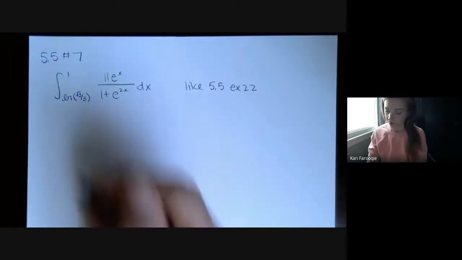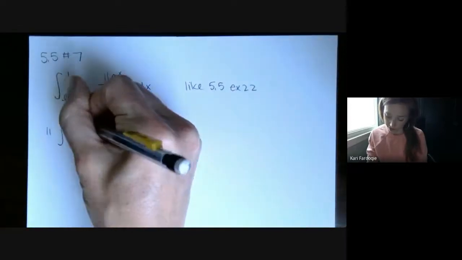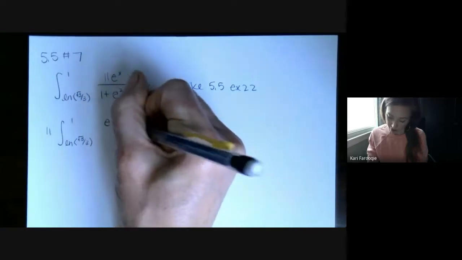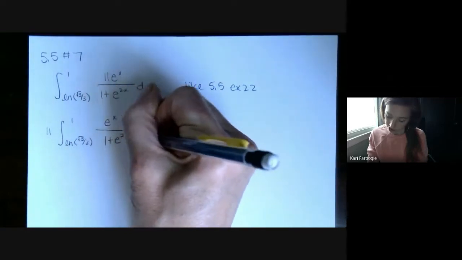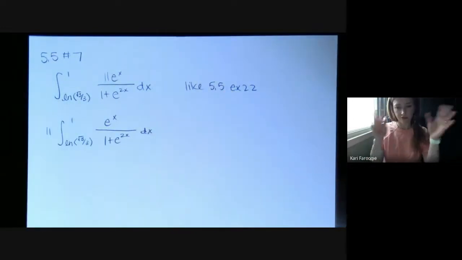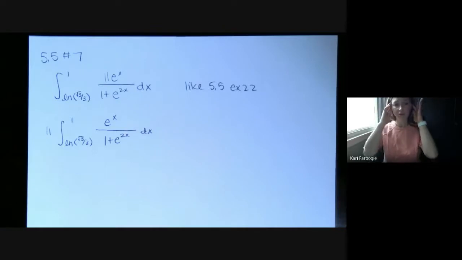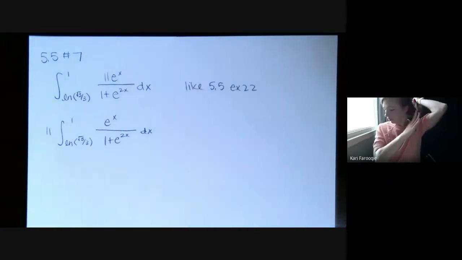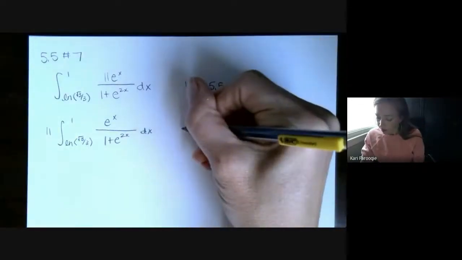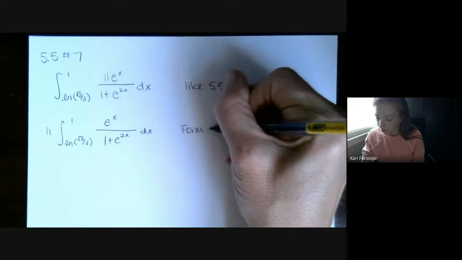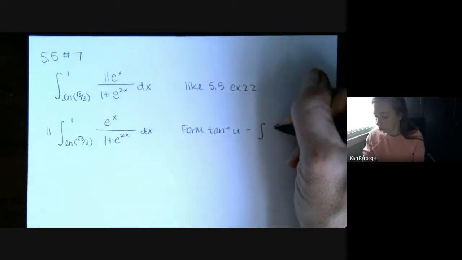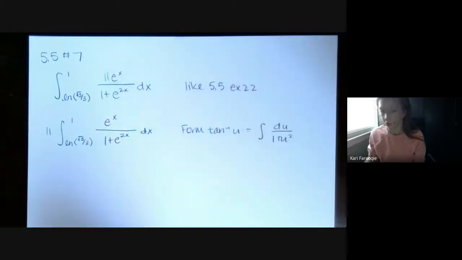I'm going to make this a little bit easier for myself by pulling out the 11. You don't have to. Personally, when I see something that looks like an inverse trig form, I just like to see it by itself without any other things in the way. So the 11 was annoying me, so off with the 11. So we're thinking that this is the form of an inverse tangent of u, which, if you'll remember, is du over 1 plus u squared.